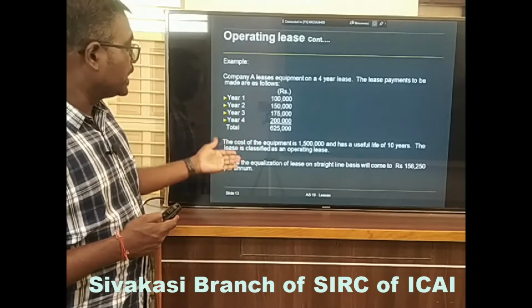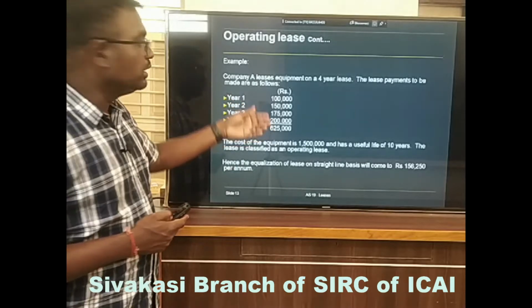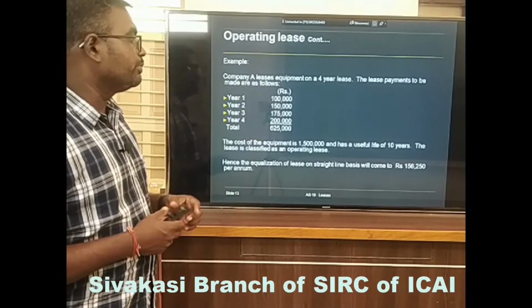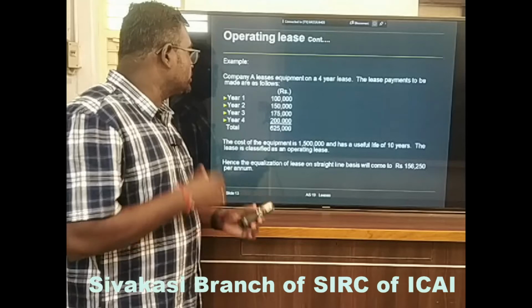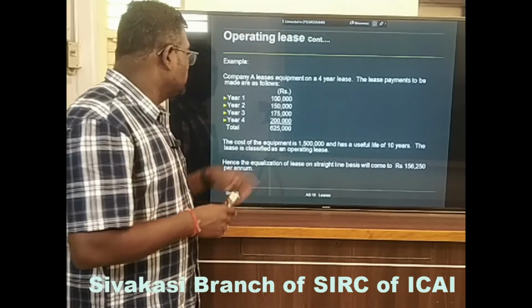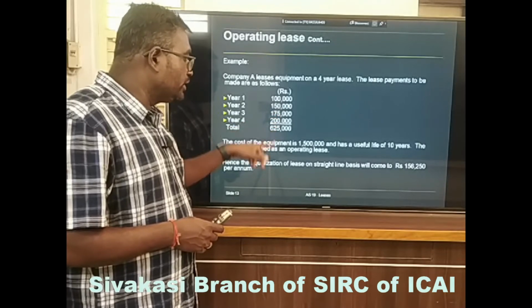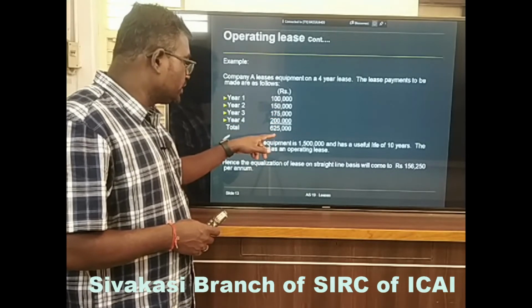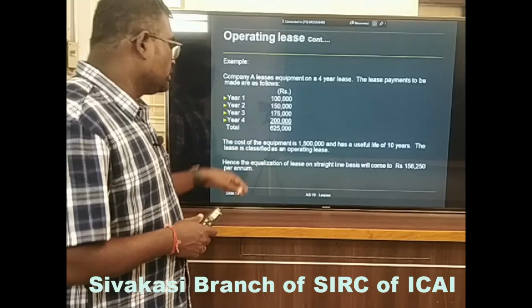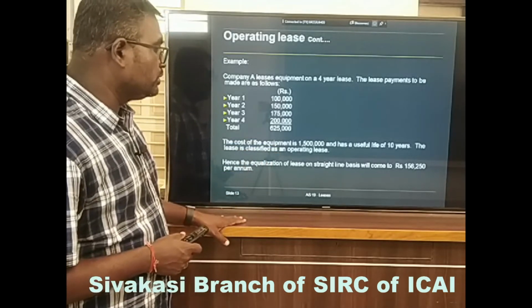So this is the straight lining. As I told you, straight lining. So a company leases equipment for a 4 year lease. The lease payments are to be made as follows: year 1, 1 lakh; year 2, 1 lakh 50; year 3, 1 lakh 75; and year 4, 2 lakhs. So total rent is 6 lakh 25. The cost of the equipment is 15 lakhs and useful life is 10 years.